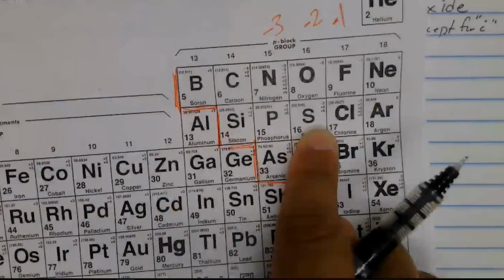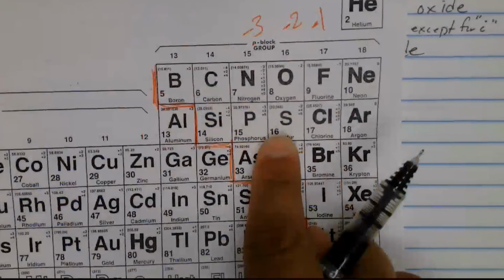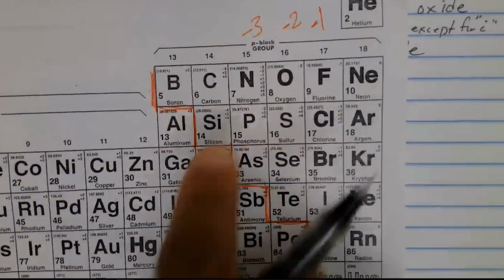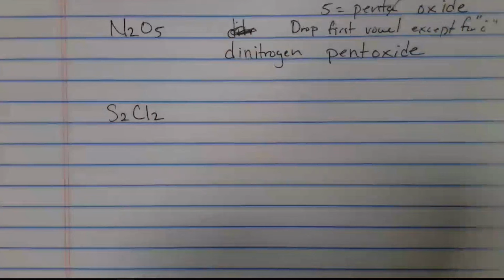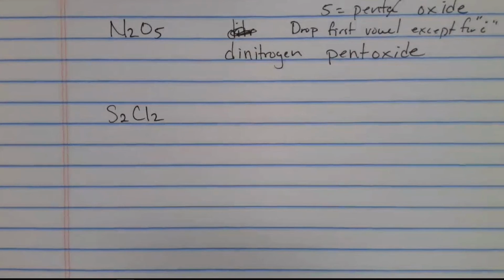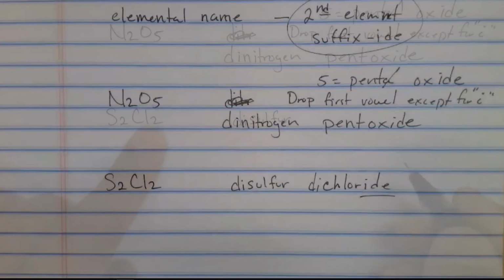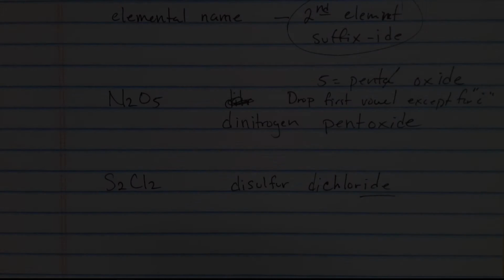S is the symbol for sulfur. Cl is a symbol for chlorine. These two are nonmetals, so we don't worry about any charges. We're going to name this by just using prefixes. Disulfur dichloride, and that's it.